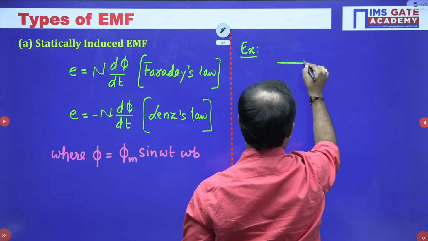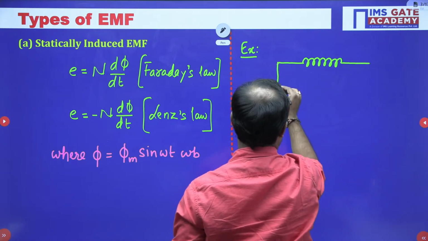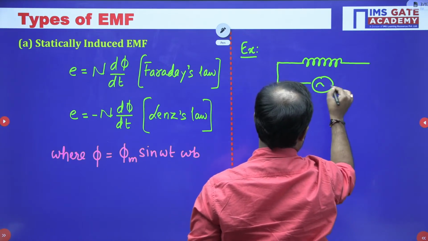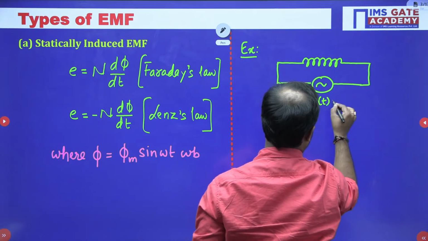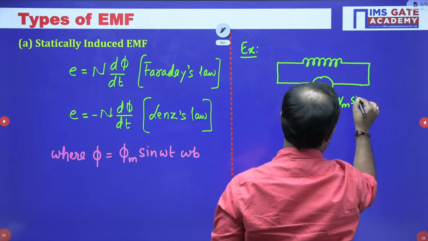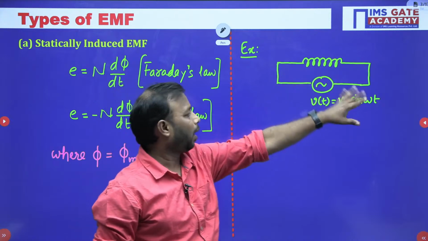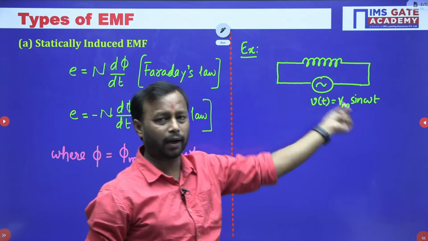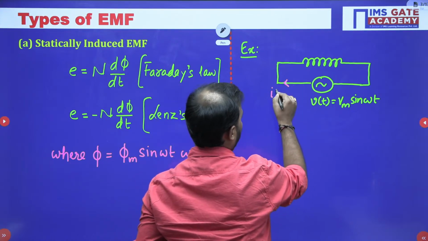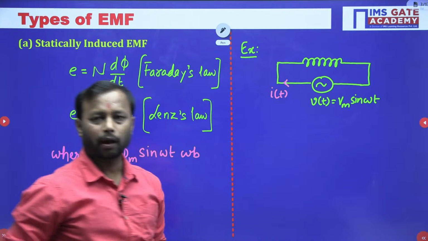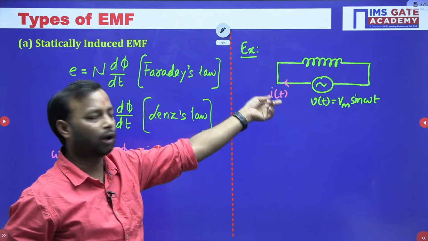Suppose you have a coil like this, and this is connected with some voltage source, which is, let me take, V of t equal to Vm sin omega t. Since this is a coil and you have a voltage source which is alternating in nature, definitely whatever current comes will also be sinusoidal in nature, assuming that no harmonic is present here. So I of t is also sinusoidal in nature.